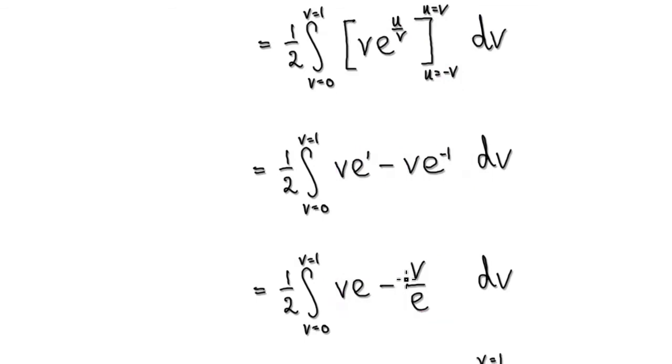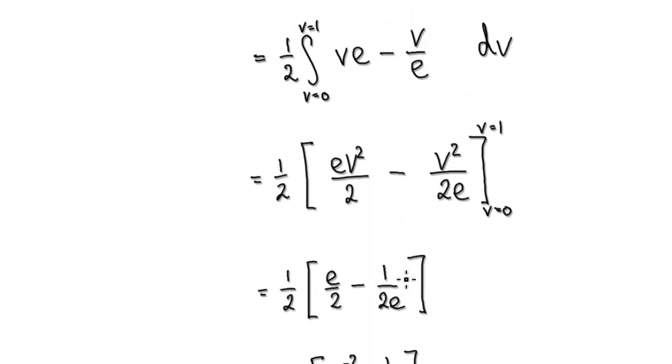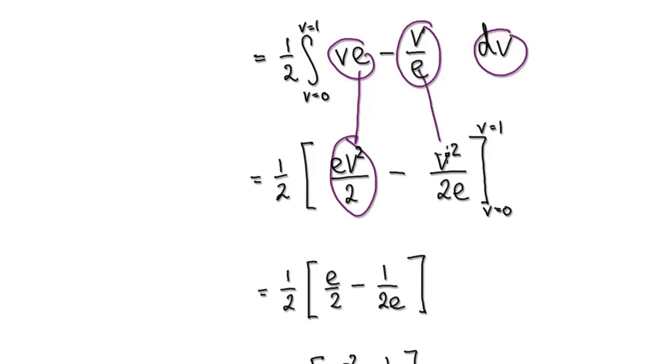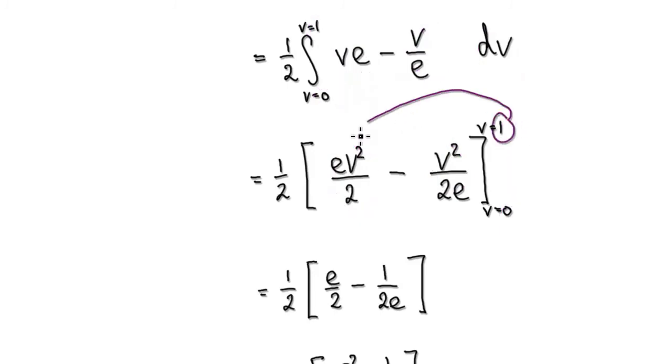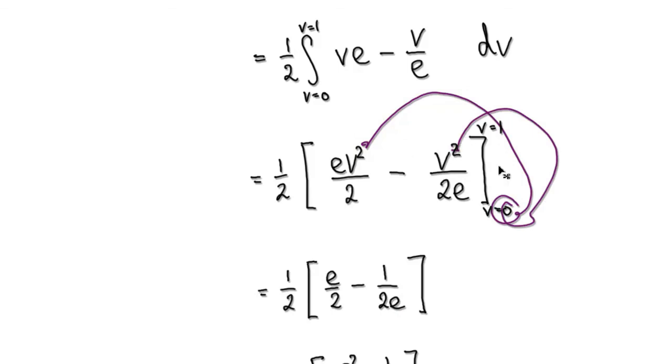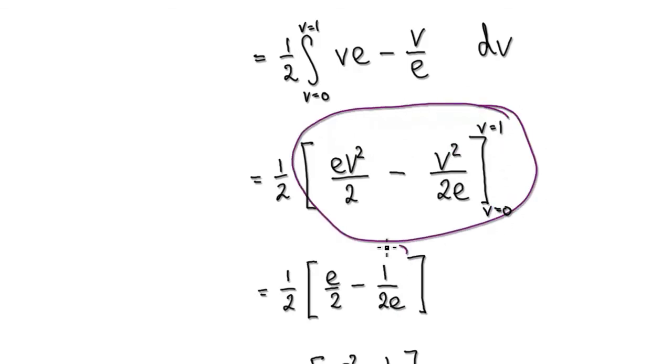So now integrate it with respect to v. When you integrate this, it will become this, from 0 to 1. Now put 1 into the v. So that becomes this. Take away. And then you put the 1 into here. That will give you this. And then take away: put 0 into here, which will be 0. Put 0 into here, which will be 0. So this thing here will then become this.